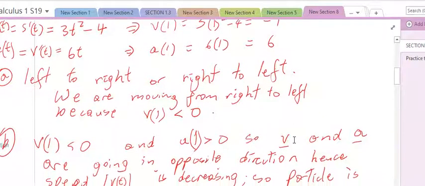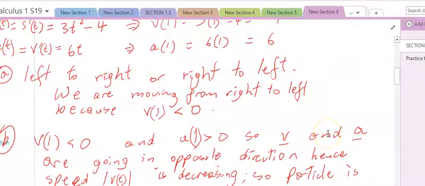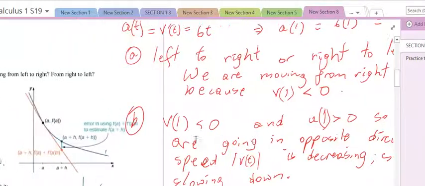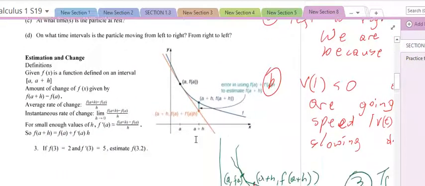So v and a are going in opposite directions. Think of vectors going in opposite directions. The net effect of that will be that your velocity will be decreasing because the positive acceleration is outweighing, or going against, the negative velocity. So our speed, or absolute velocity, is decreasing, so the particle is slowing down. So that is how I would treat a problem like that.